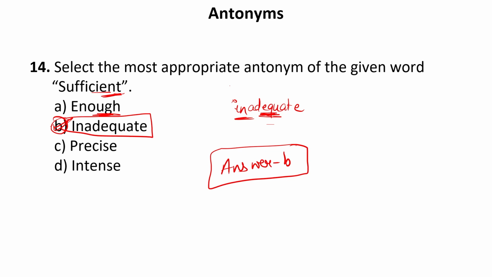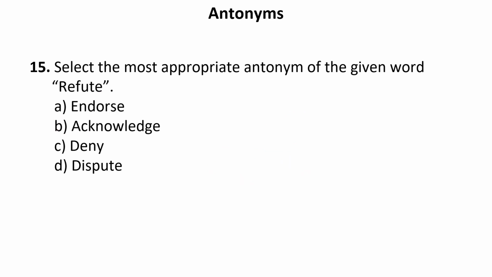Precise means specific. Now let us move to the next one. Select the most appropriate antonym of the given word, that is refute. The meaning of word refute is to say that something is not correct or to claim that something is not correct. So the antonym of this will be, let us see the options.